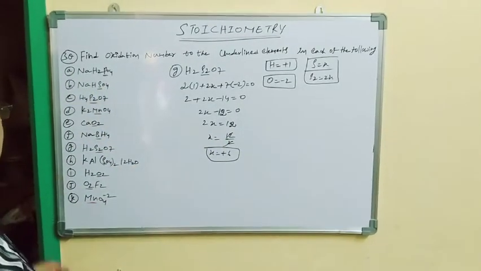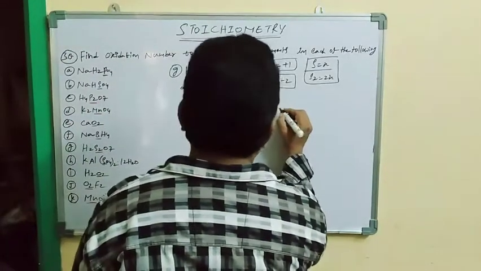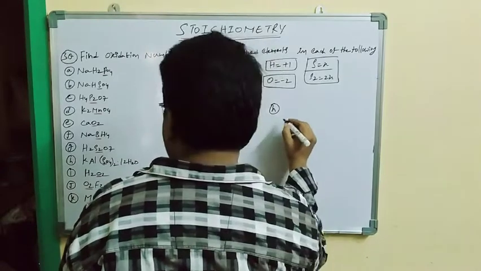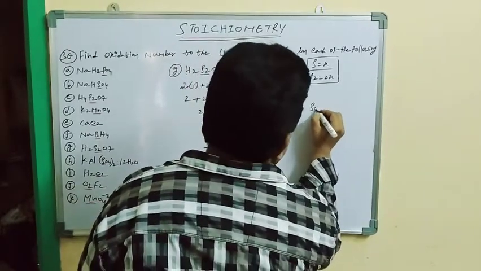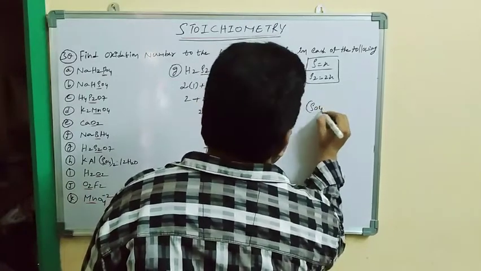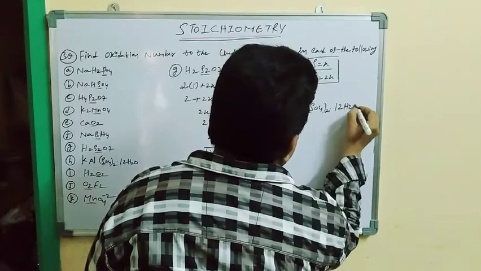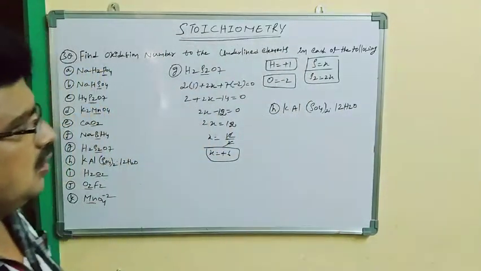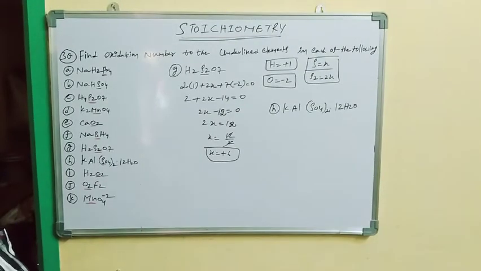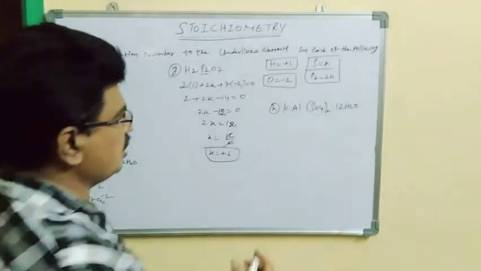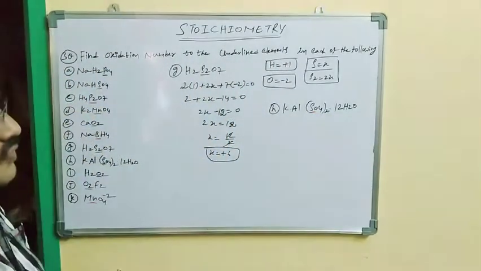Now I am going to explain the KAl(SO4)2·12H2O compound. This is the alum formula. Alum formula, potassium aluminum sulfate. We are finding here the oxidation state of sulfur.